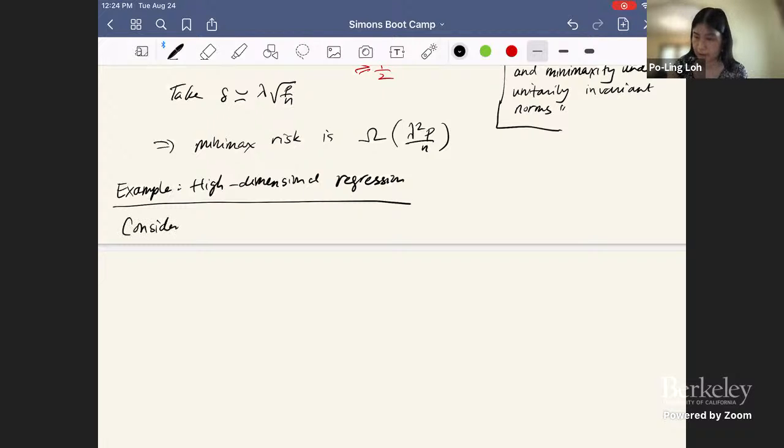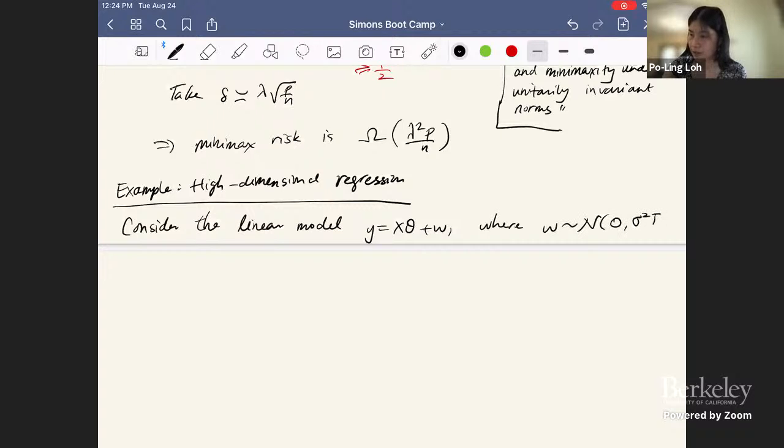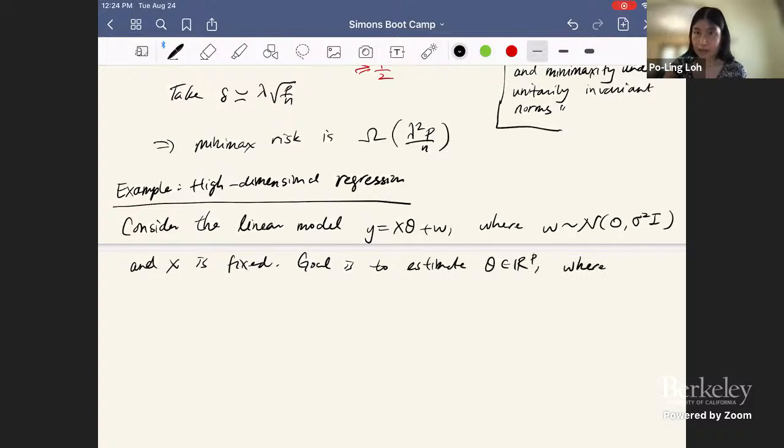So consider the linear model y equals x theta plus w, where w is IID noise, normal 0 sigma squared I, and x is fixed. Okay, and the goal is to estimate theta, which is in R^p, where the true theta is k-sparse.